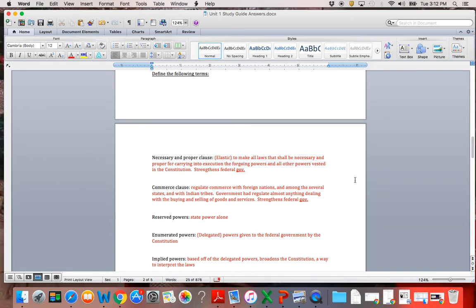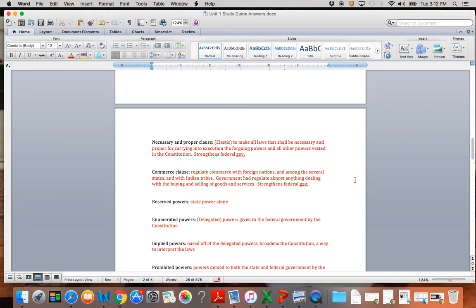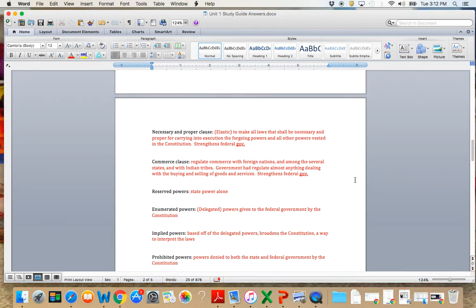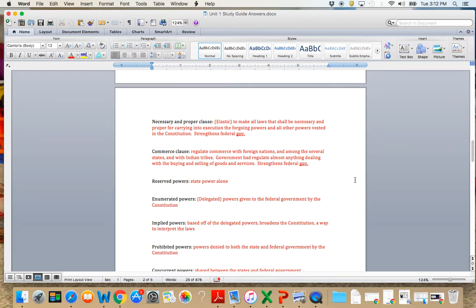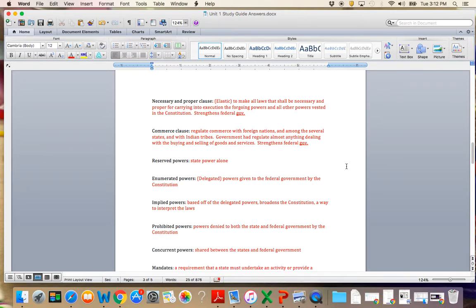Some more key terms: necessary and proper clause, or also known as the elastic clause. This strengthens the federal government because it allows Congress to make any laws that they feel are necessary, so more implied powers. The Commerce Clause can regulate anything with the buying and selling of services. Also strengthens the federal government, so anything that they feel has to deal with commerce, they can regulate. Reserved powers are only powers for the state governments.